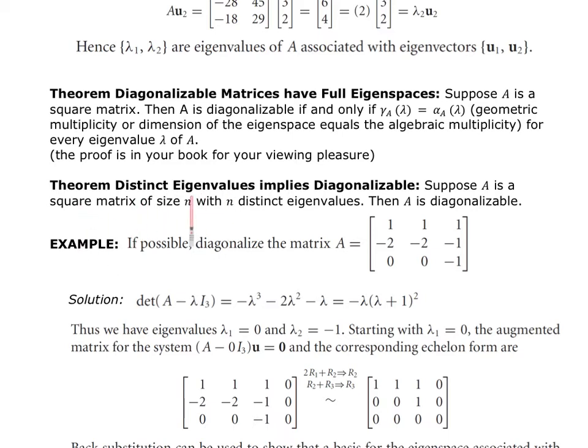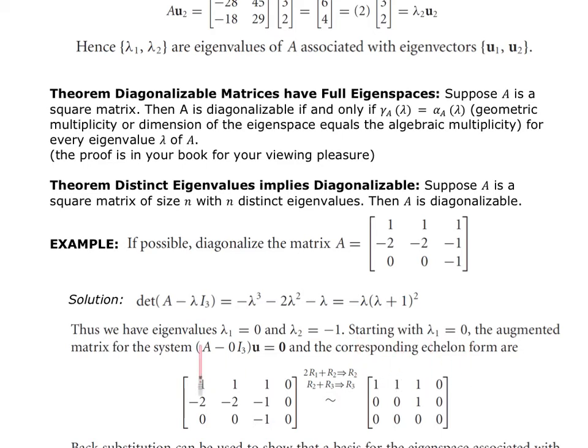The next one says, suppose A is a square matrix of size n with n distinct eigenvalues. Then A is diagonalizable. So, if possible, diagonalize this matrix. The first thing I do, as before, is go back to the determinant of A minus lambda I. Because it's a 3 by 3 matrix, it is going to be lambda multiplied by the identity matrix of size 3, which ends up giving me this, which factors. So what I have is lambda equal to 0, and lambda equal to -1, which has a multiplicity of 2.